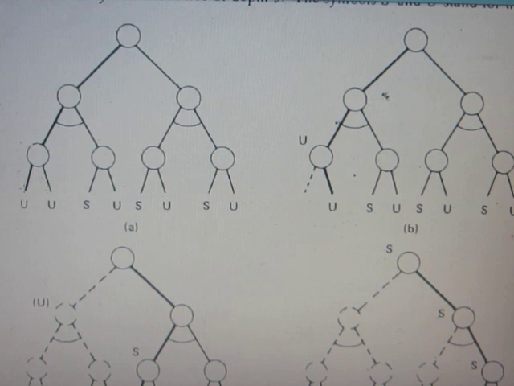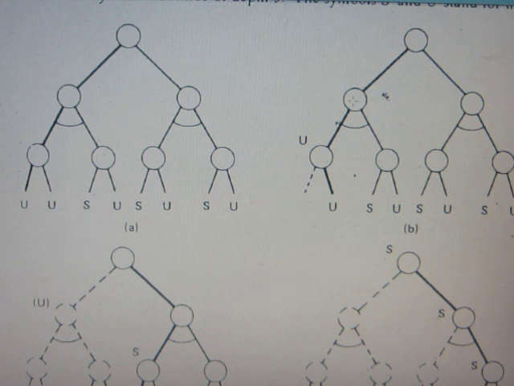Since this is unsolved, we can delete this part, and it's deleted here. And we go to this part. For this node to be solved, either this or this should be solved, but this is also unsolved. So what we can do is we can delete this part.